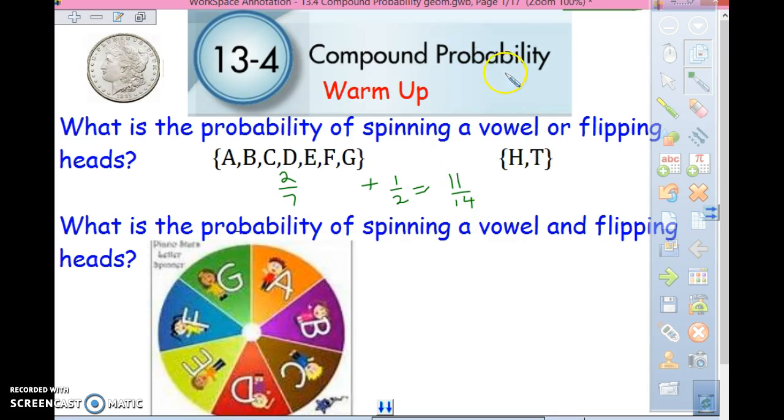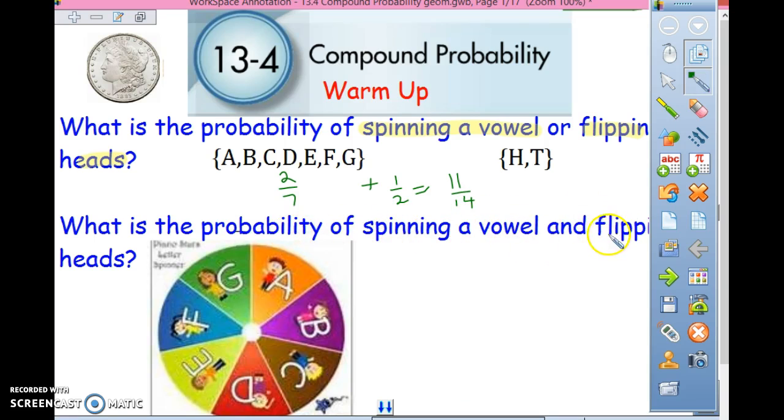This is compound probability because we have 2 separate events. The first event is spinning, and the second event is flipping the coin. So compound means we have 2 or more events occurring. The second question, what is the probability of spinning a vowel and flipping a heads?